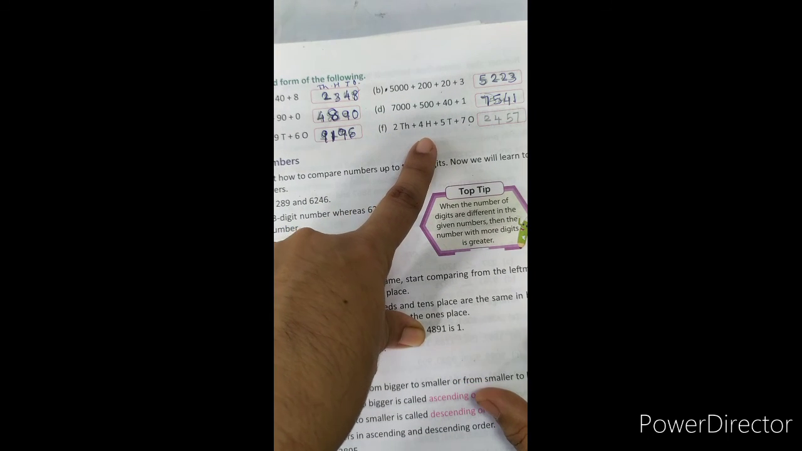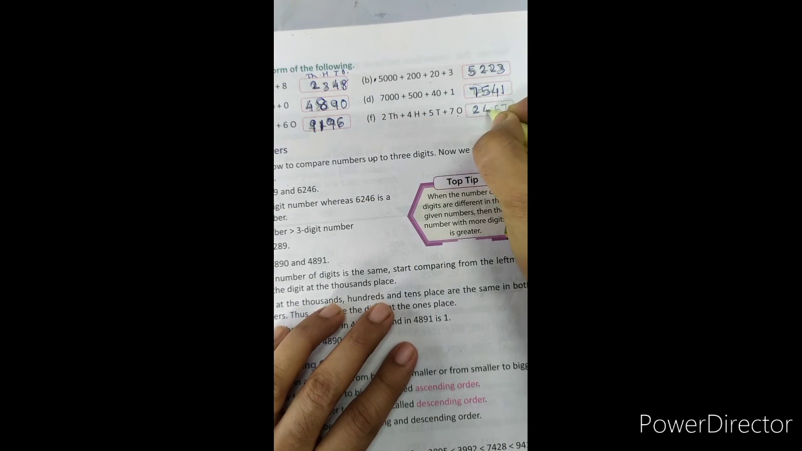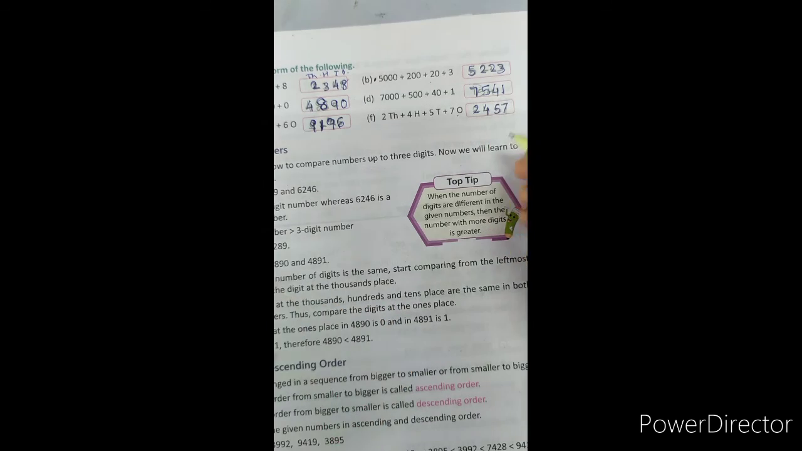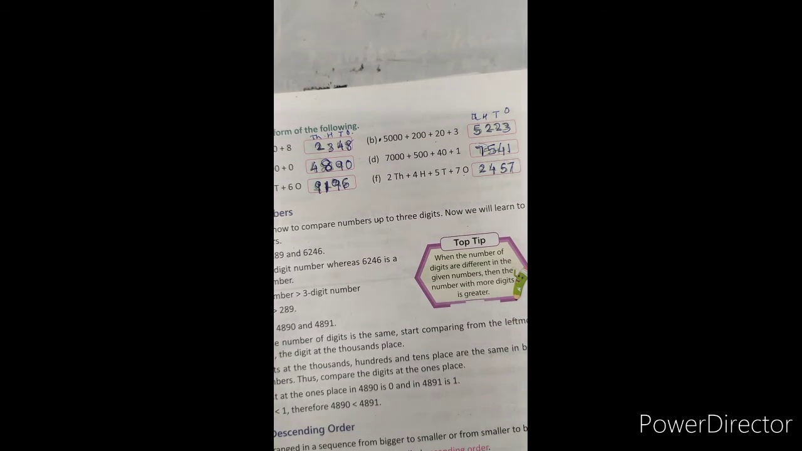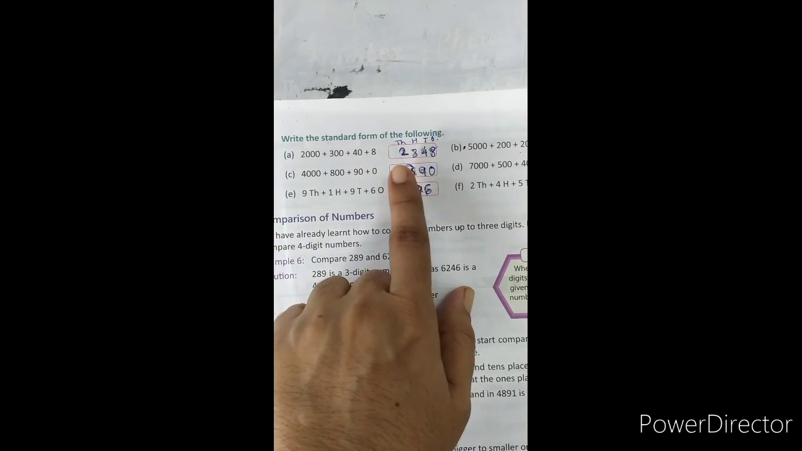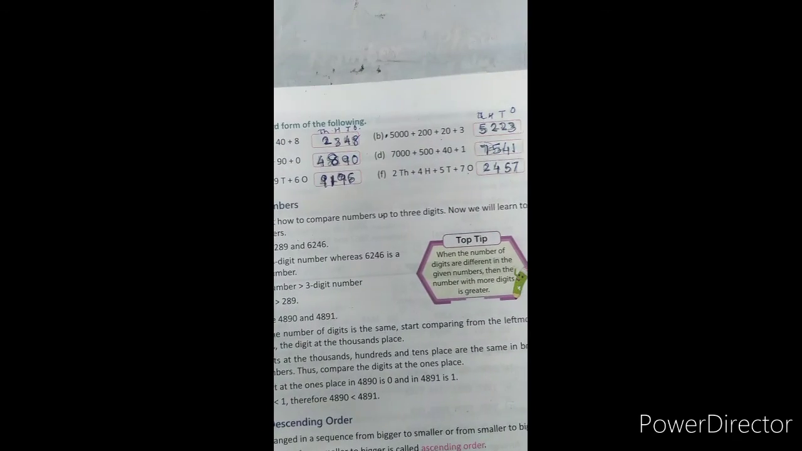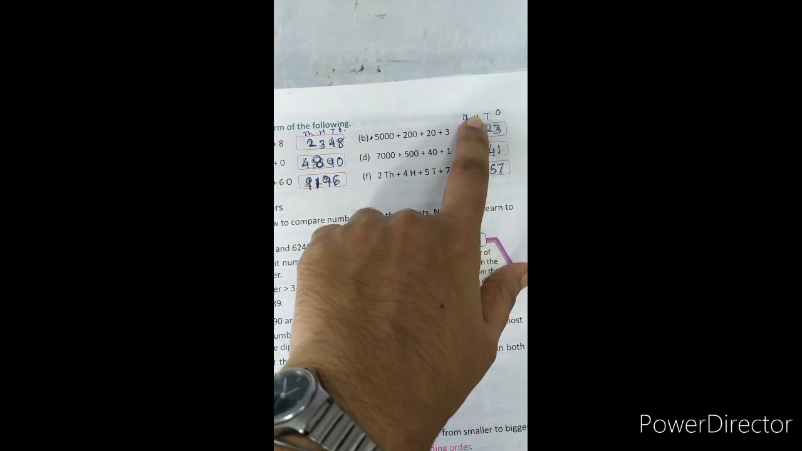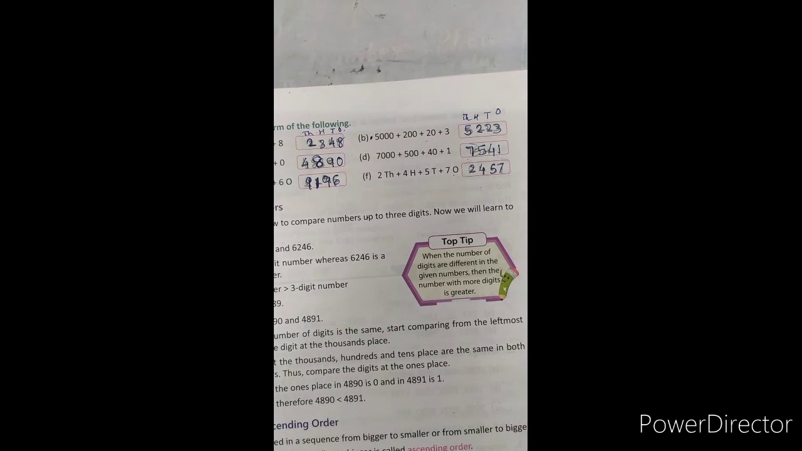Now go for this one also, same thing. 2457. Okay, so you have to write the positions, and then according to the positions you are going to write the numbers. Now see here, I have already written the positions. Can you see? So it is easy to write it down. Here also I have written the positions and then I have written the numbers, so it will be easy for you.